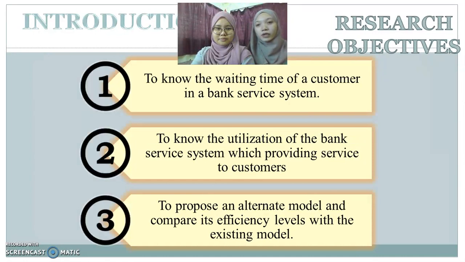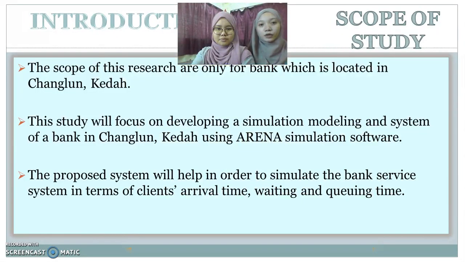So we provide research objectives to answer the research questions. The first one is to know the waiting time of a customer in a bank service system. Second, to know the utilization of the bank service system which provides service to customers. Lastly, to propose an alternate model and compare its efficiency level with the existing model.